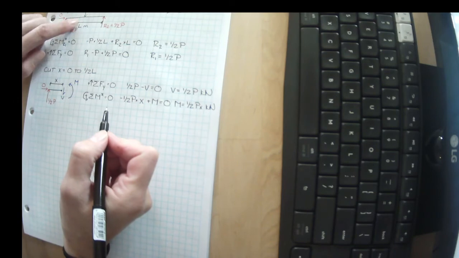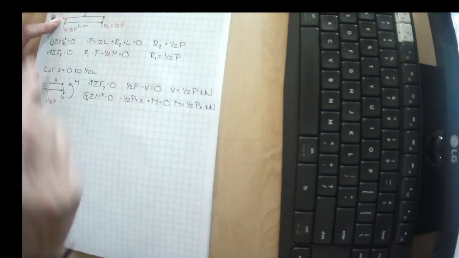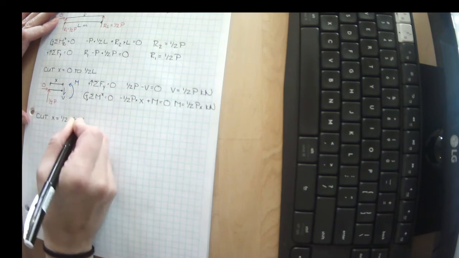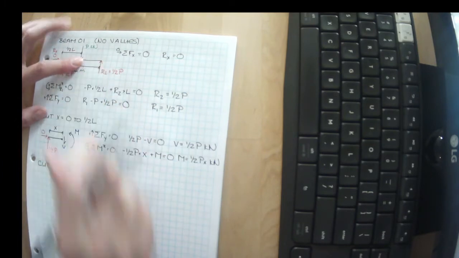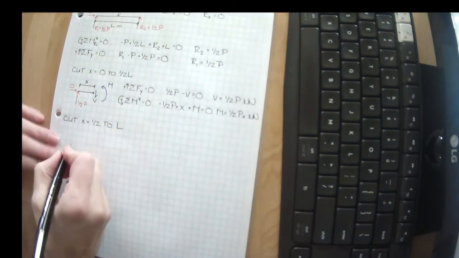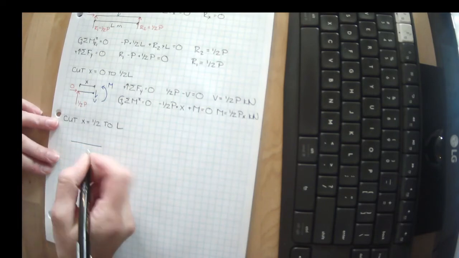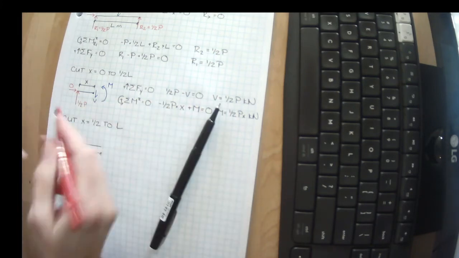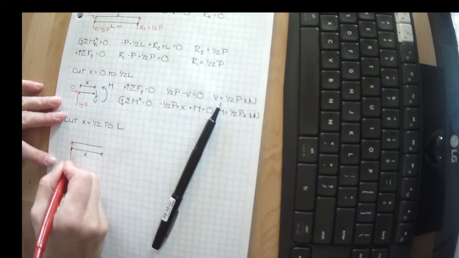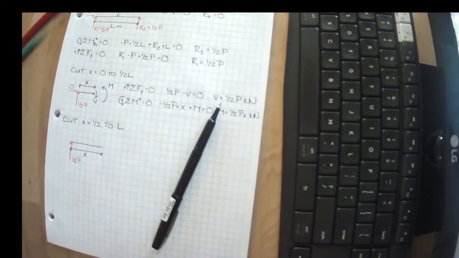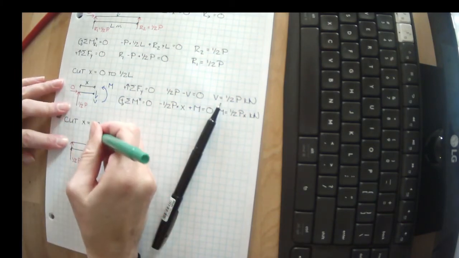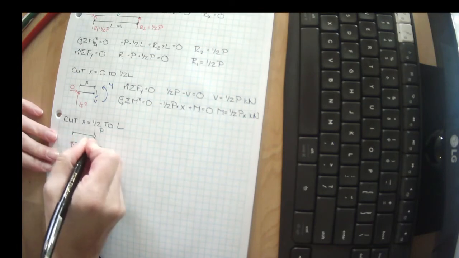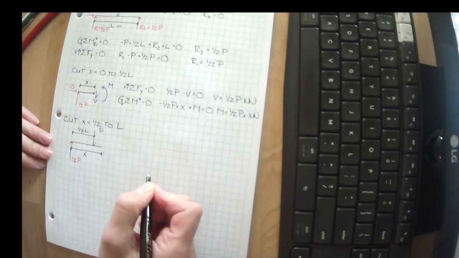Let's make another cut on the other side, somewhere between 1/2 L and L, where X equals 1/2 L to L. So we're going to cut anywhere in here, anywhere after something interesting happens. Let's draw our partial free body diagram. This is X. We have our reaction here of 1/2 P. At the midpoint, or at 1/2 L, we had our point load P applied, and this distance was 1/2 L.